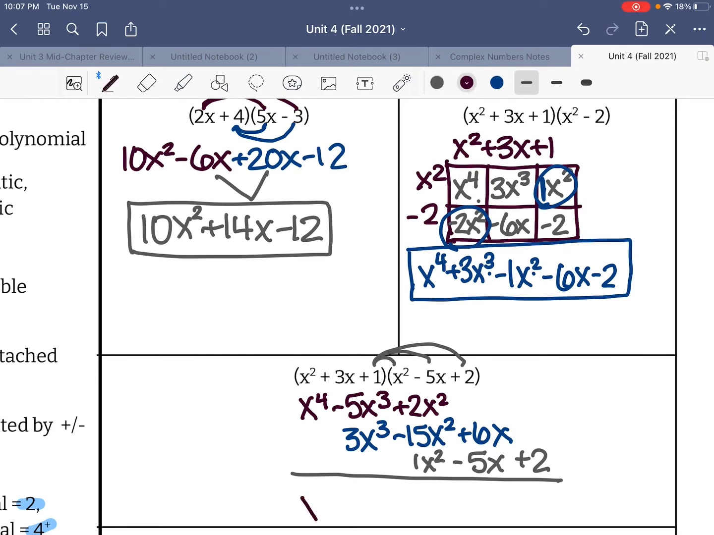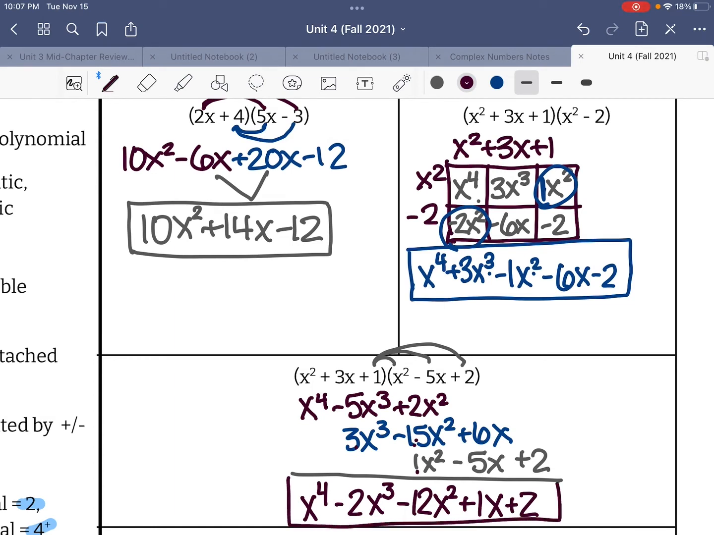X to the fourth stays in front. Negative 5 plus 3 is negative 2 x to the third. 2 minus 15 plus 1, that's negative 13 plus 1 is negative 12 x squared. 6 minus 5 is 1x. And then the 2 doesn't add to anything, so it stays as 2.